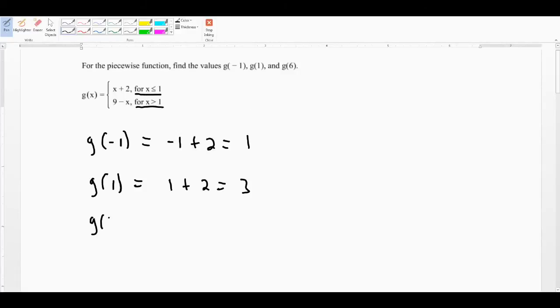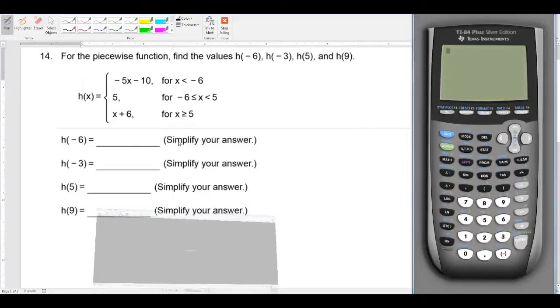g of 6. 6 is the x value. 6 is greater than 1, so we use the 9 minus x equation. So 9 minus x, in this case x is 6, 9 minus 6 is 3, and that's it.